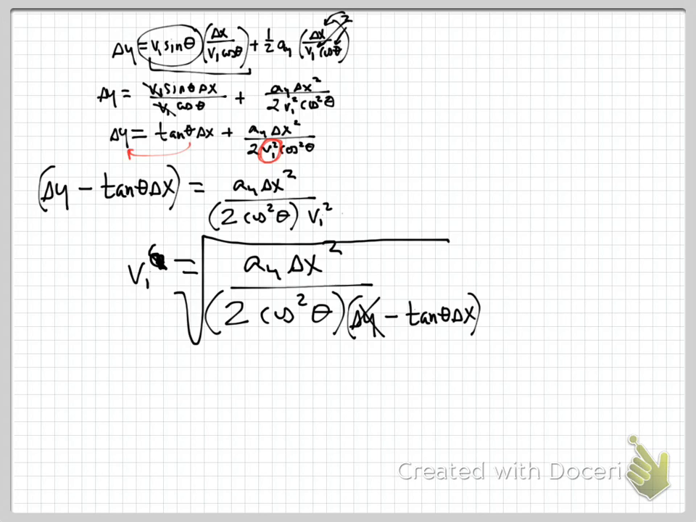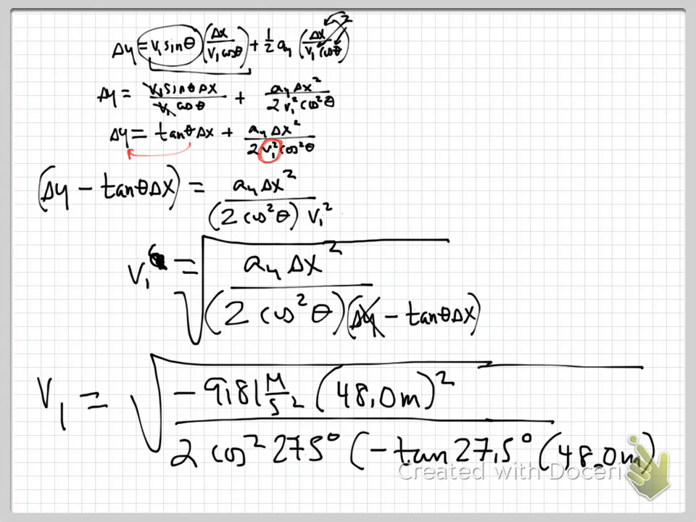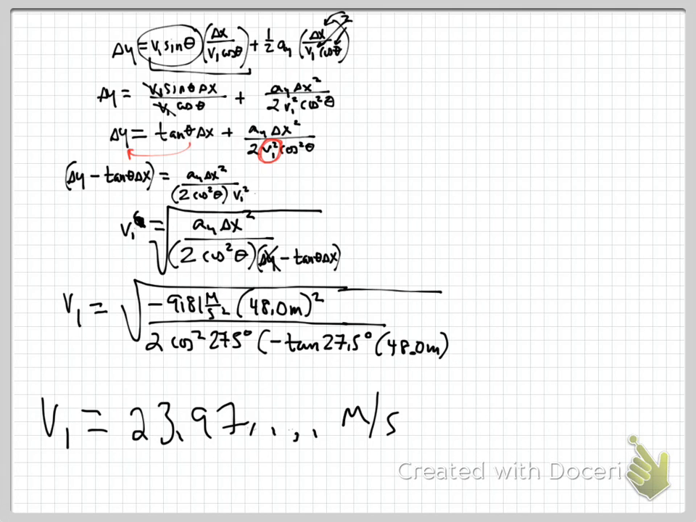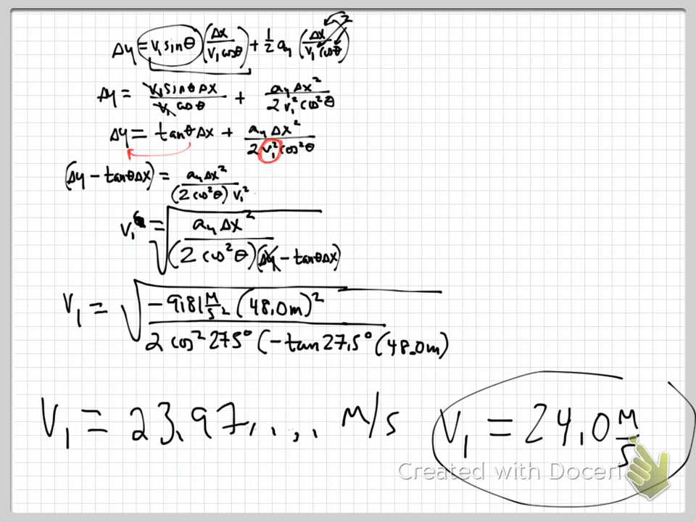So, okay, then it's plugging in. You end up with something that looks like this. It's of course a booger for calculator entry, so that's a common source of errors. Do it however you need to. But the final raw answer that you get is 23.97, and it goes on, meters per second. And so for a 2 sig fig final answer, we'd have 24.0 meters per second. Okay, questions on that one?